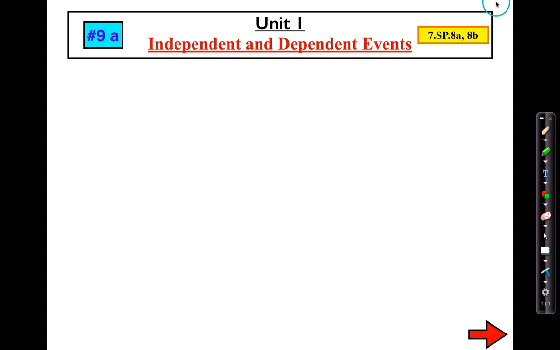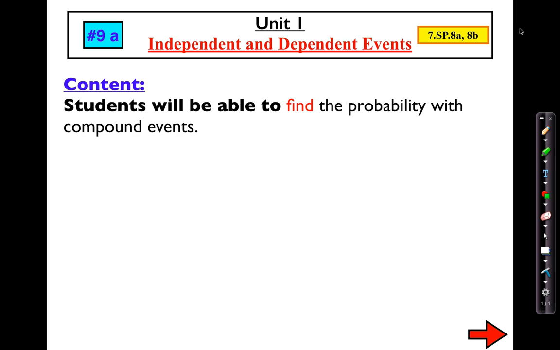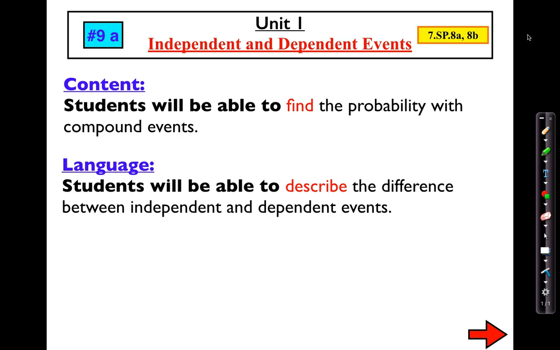Welcome back. Today we're going to be talking about independent and dependent events. Our content objective is students will be able to find the probability with compound events. The language objective is students will be able to describe the difference between an independent and a dependent event.